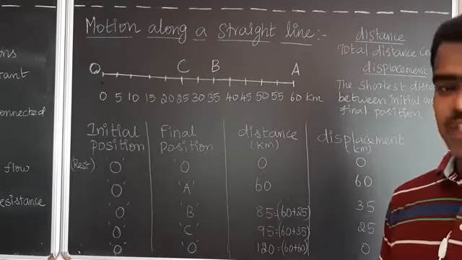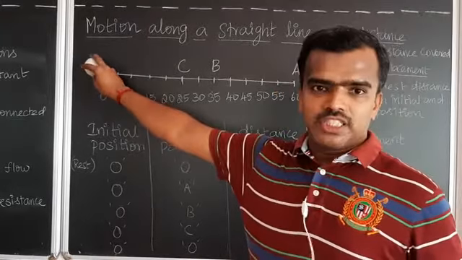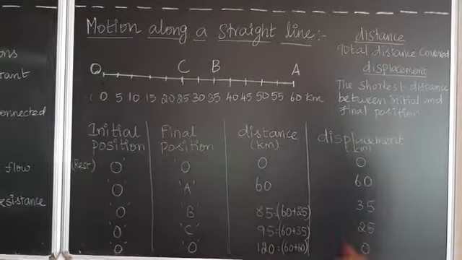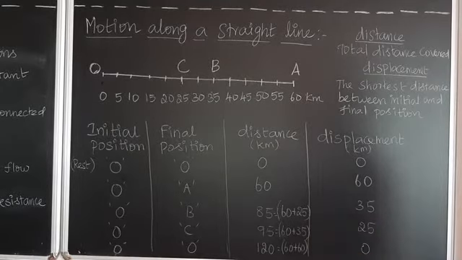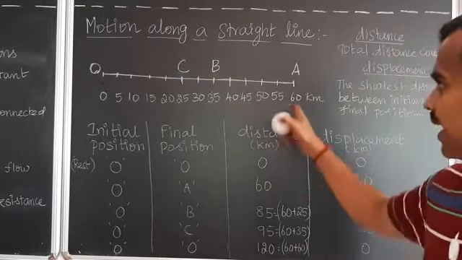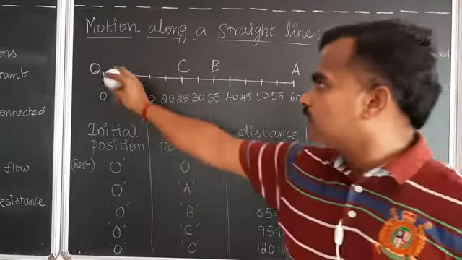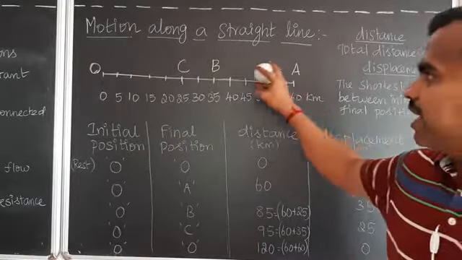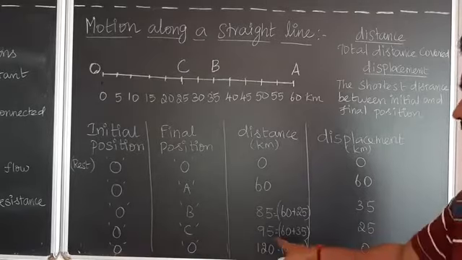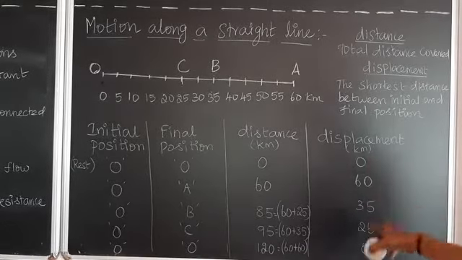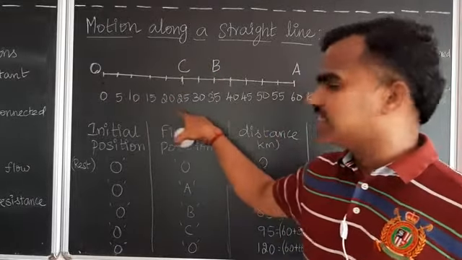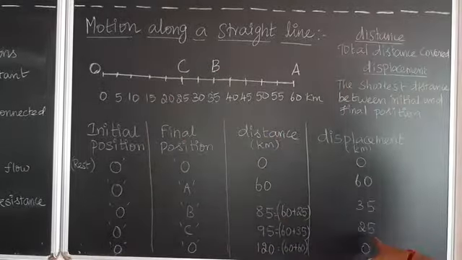What about the displacement? Displacement is the shortest distance between initial position and final position. So 35 minus 0 gives a displacement of 35. Now the ball moves to C. The total distance covered is 60 plus 35, which gives 95. What about the displacement? The shortest distance between these two points is 25 kilometer.